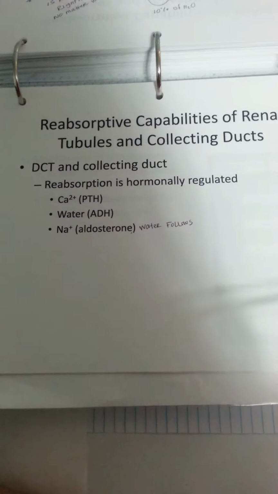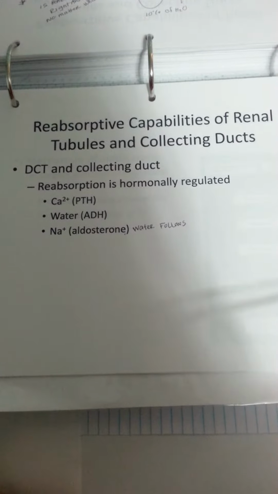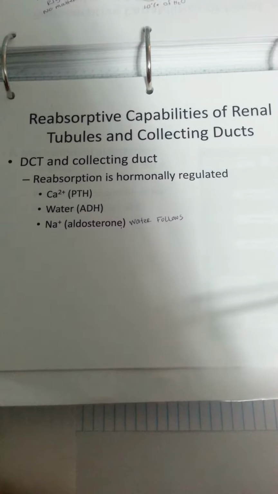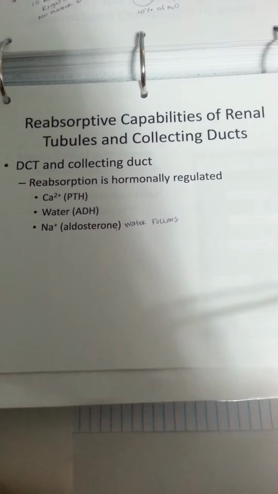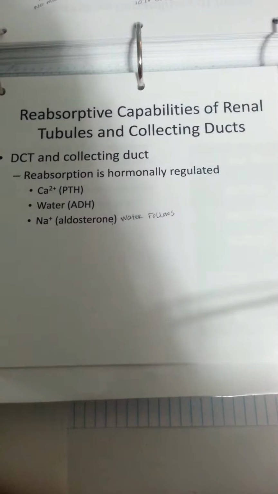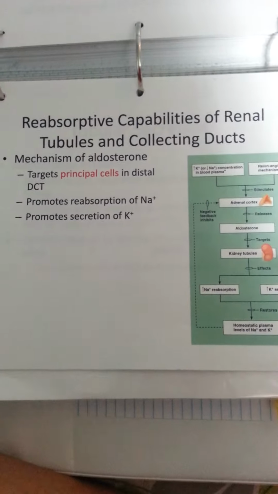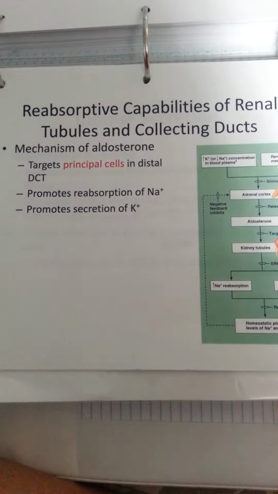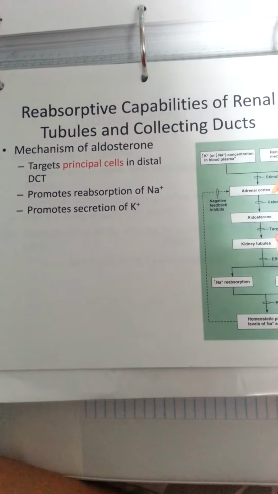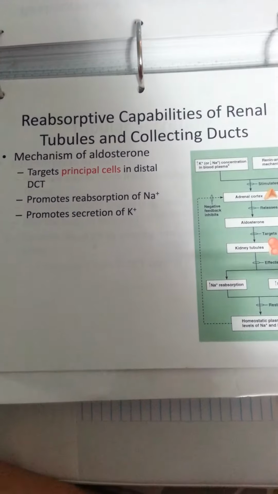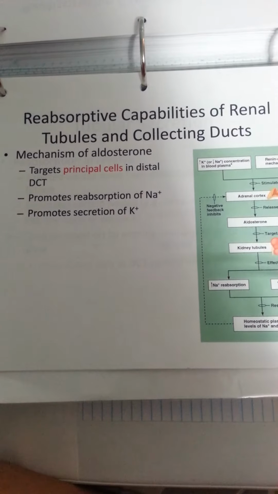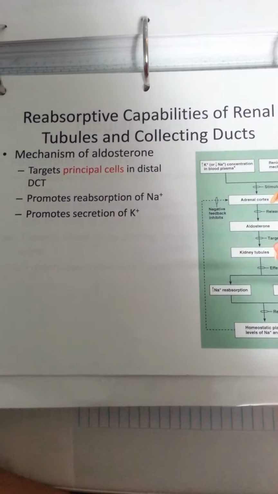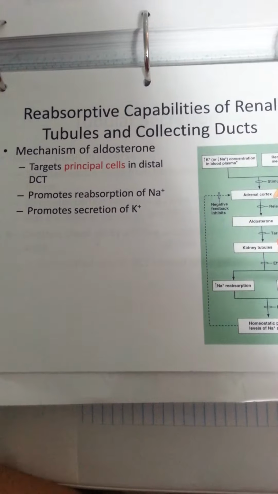So like I said earlier, the DCT and collecting duct reabsorption is hormonally regulated: calcium by PTH, water by ADH, and sodium by aldosterone. Water follows sodium. Okay, so we have the reabsorptive capabilities of renal tubules and collecting ducts again. The mechanism of aldosterone targets principal cells in the distal DCT and promotes reabsorption of sodium. And if sodium is reabsorbed, remember potassium is released, the sodium-potassium pump.